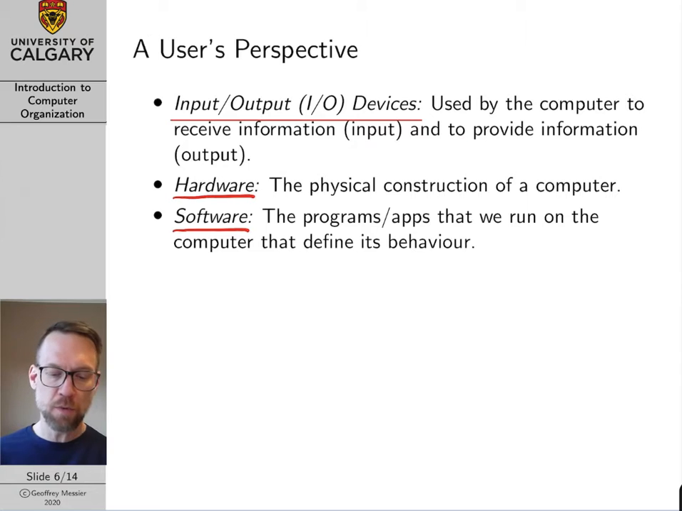And so for now, we'll refer to software as the programs or apps that we run on the computer that basically define its behavior. And the nice thing about computers is that we can use them for lots of different things. So your smartphone has a whole bunch of apps that allow you to play games or visit with a friend or watch a movie. And it's the concept of having a bunch of different programs that we can run on a common hardware platform that is one of the really powerful things about what we're going to be talking about in this course.